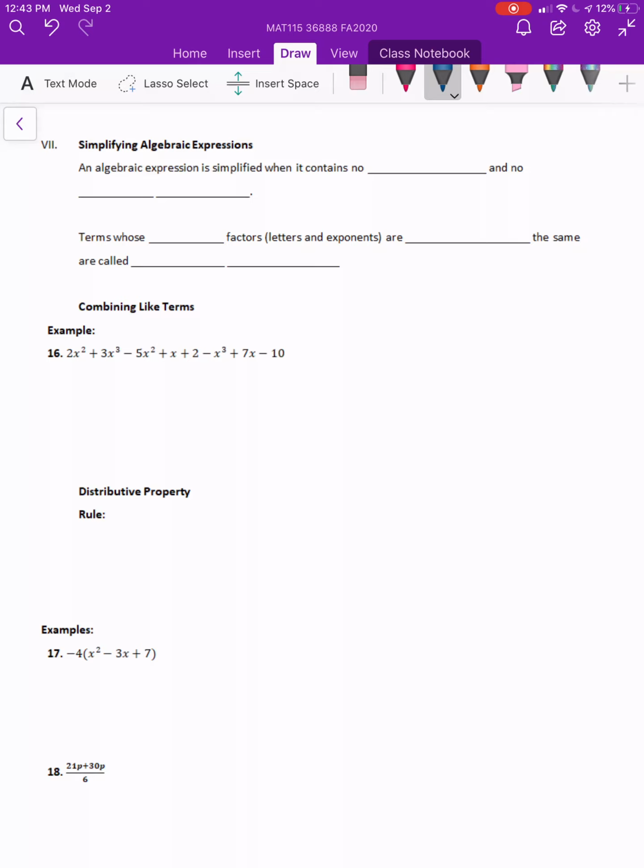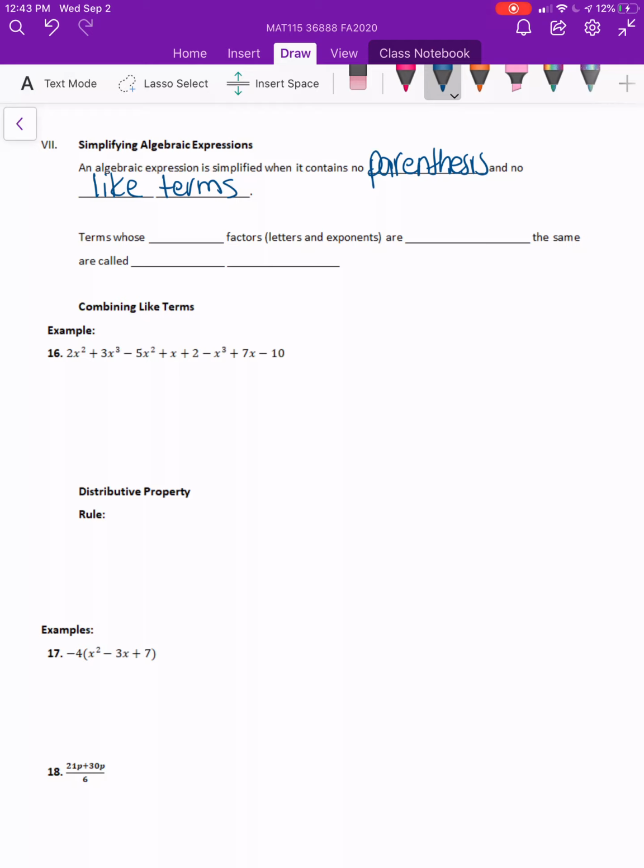So first let's talk about an algebraic expression is going to be simplified when it contains no parentheses and no like terms. So parentheses and like terms are what we're looking to get rid of. So let's first talk about like terms.